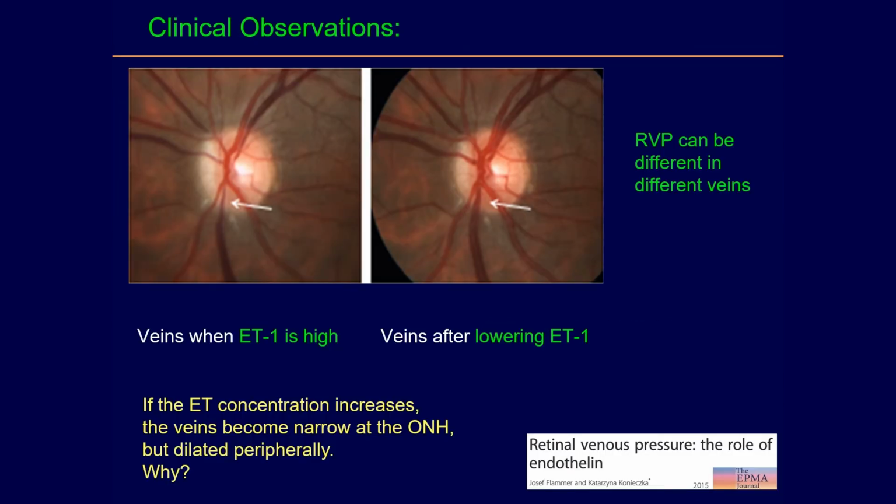In patients with high endothelin levels, for example due to autoimmune diseases, we made the clinical observation that the veins in the retina were rather dilated but constricted in the optic nerve head. At lower endothelin levels, this was partially reversible. And we further realized that the pressure in different veins of the same eye were often quite different.